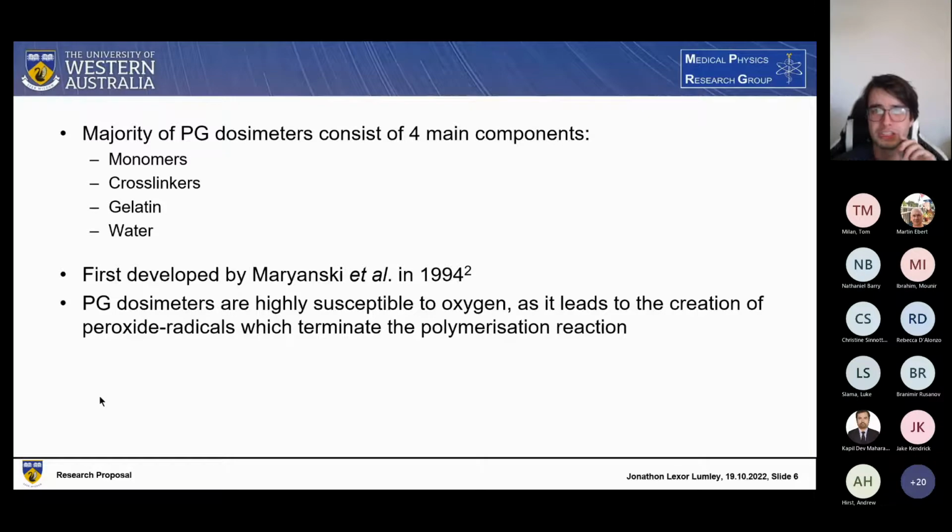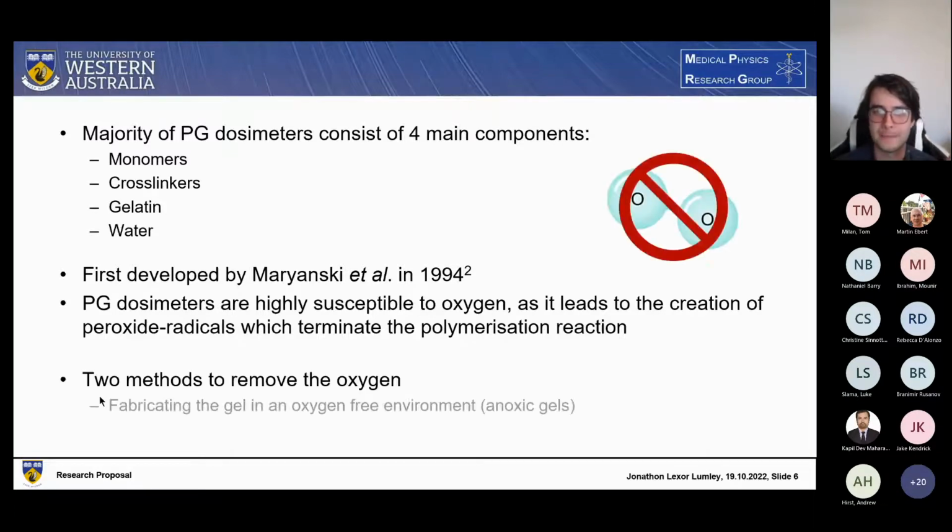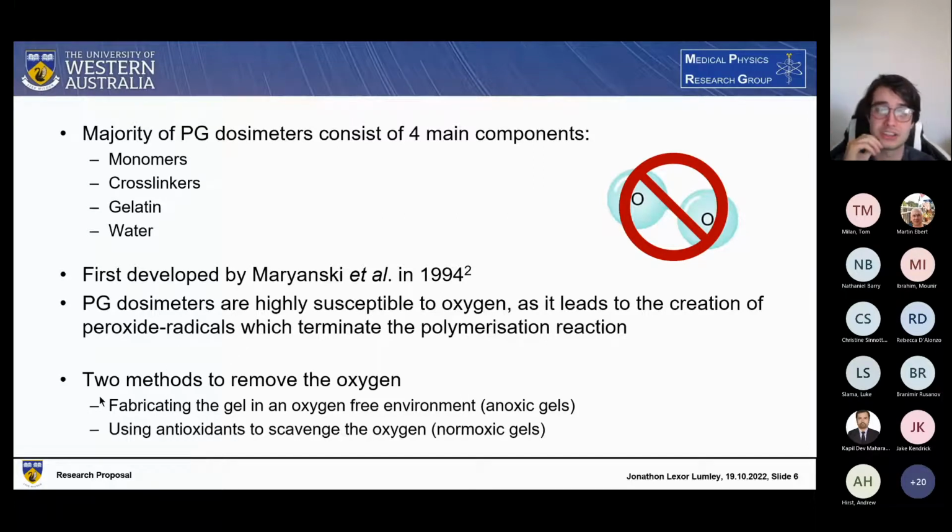So there are 2 main ways to remove this oxygen. The first method is if we make the gel in an oxygen-free environment. This is called a normoxic gel. However, this method can be quite complicated and requires equipment and experience that isn't typically seen outside of a chemistry laboratory. The second method, which is far, far easier, is if we just add antioxidants to the gel mixture. These will scavenge up the oxygen, and we refer to these as normoxic gels.